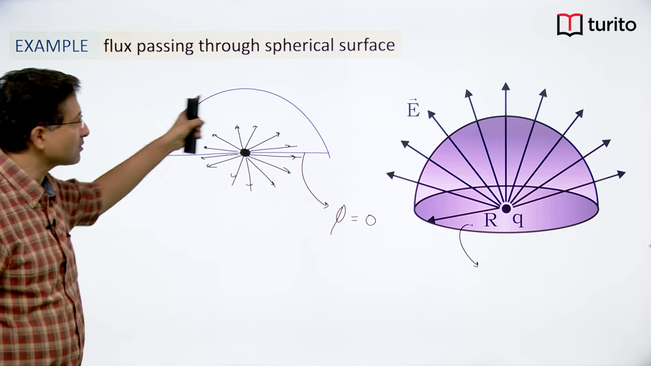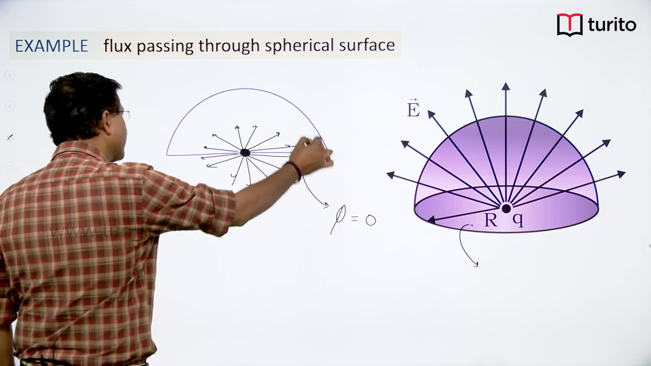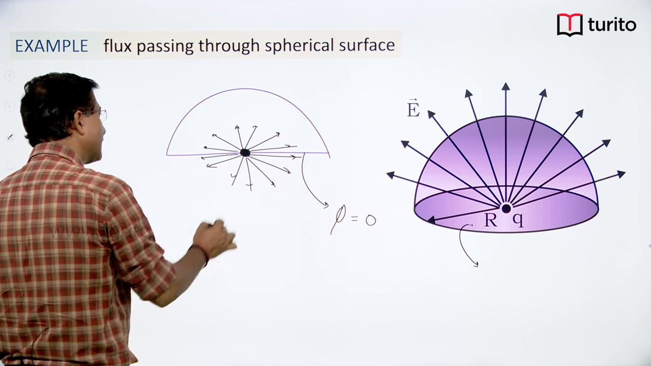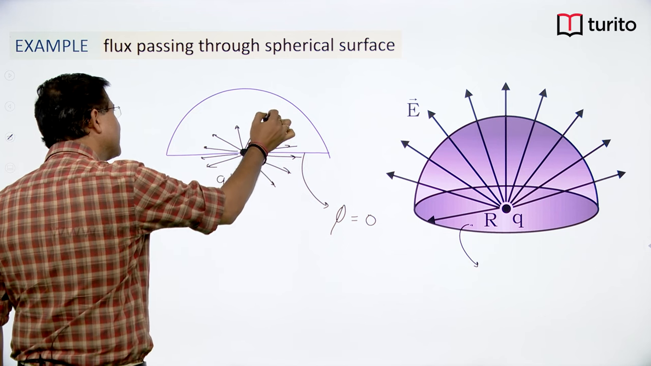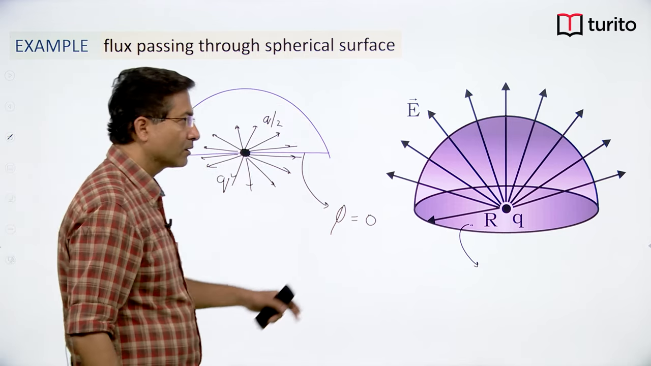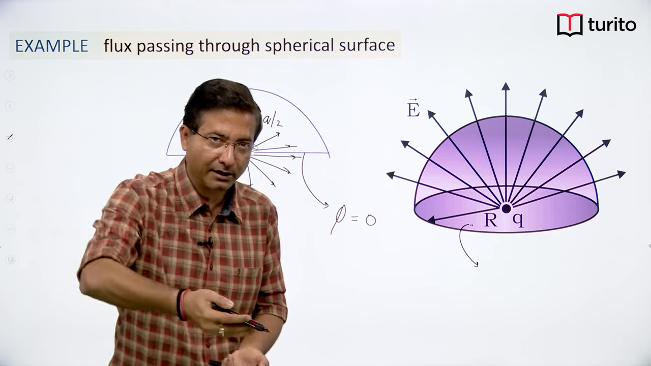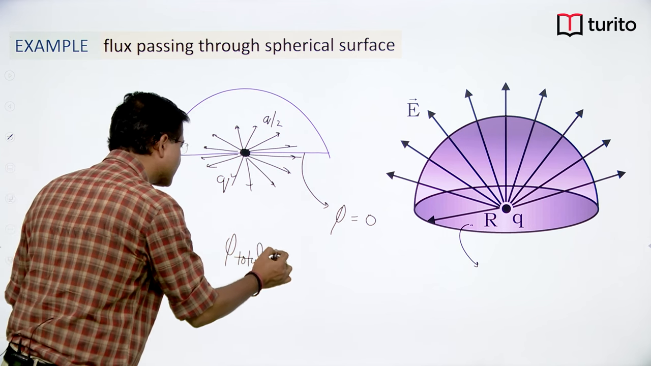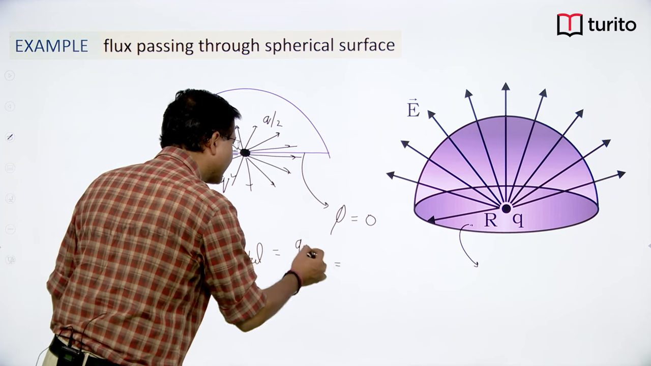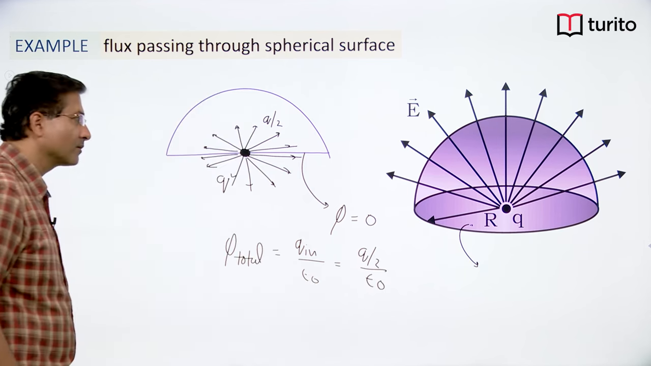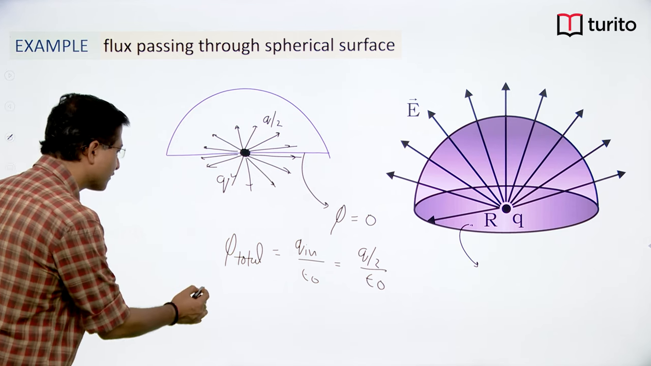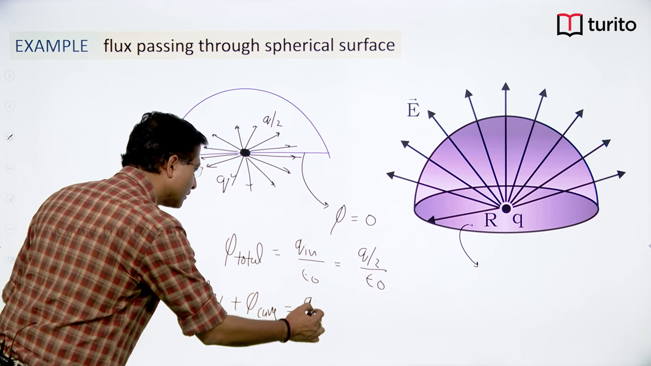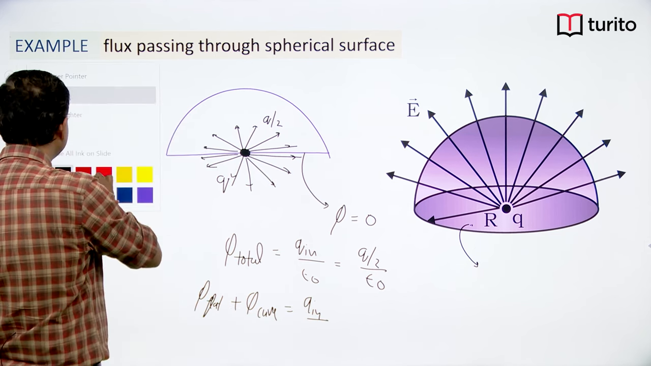And if I ask how much is the flux associated with this one, I can use Gauss law. I can see the closed surface over here which is enclosing half of the charge. Total charge is Q, only half is inside this hemispherical closed surface, and according to Gauss law, total flux is whatever be the charge inside upon epsilon naught, and we are getting charge inside is Q by 2 upon epsilon naught, and total flux is what? Flux due to flat surface plus flux due to curved surface. There are two types of surfaces, one is flat, another is curved.